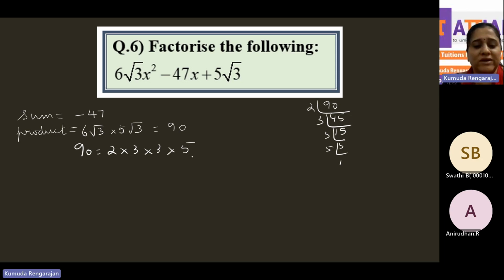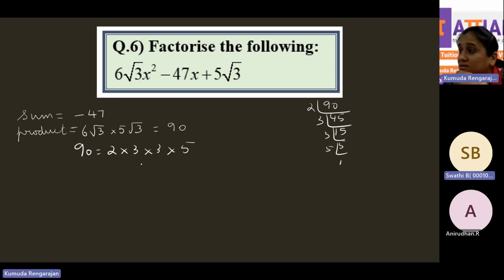You remember in one question we wrote 5 or some other number as root 5 into root 5? That is when the sum has a surd. Like if it is minus 47 root 3 or minus 47 root 5, then we'll have to split the number like that. But here, what is the sum? It's just minus 47. So now you need to group the numbers so that you get 47 as a sum. So group and tell me what are the numbers?